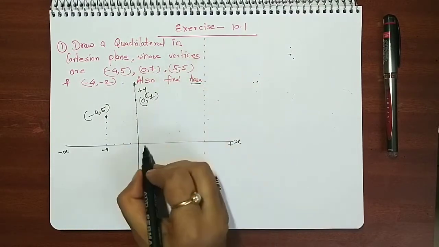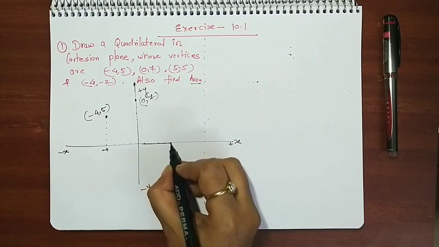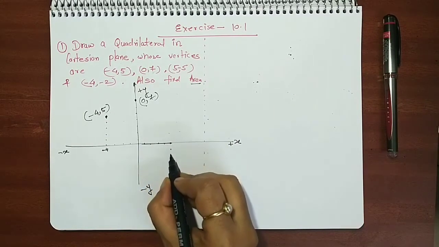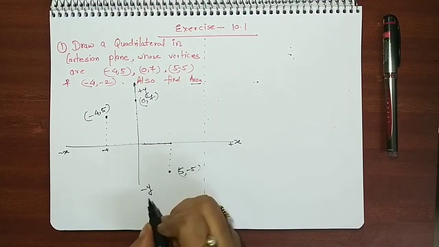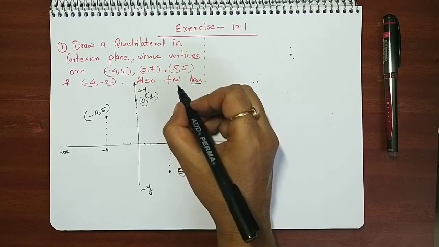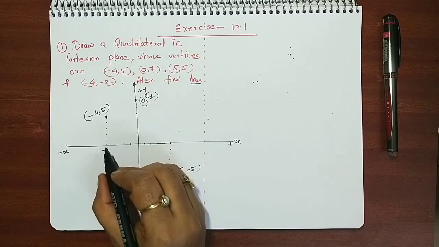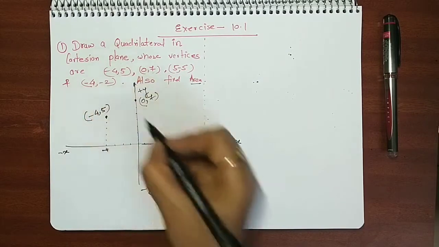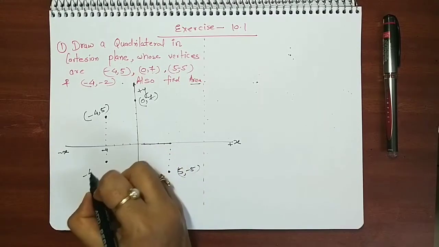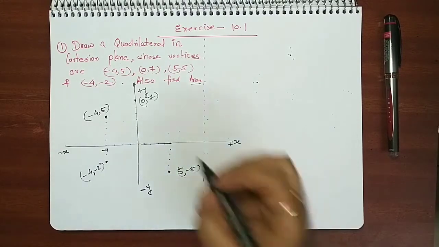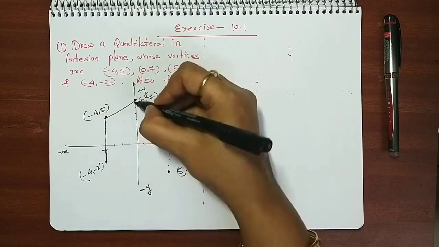Next is 5, minus 5. So 5 is plus, so 1, 2, 3, 4, 5. And minus 5 means a little bit downward, so 1, 2, 3, 4, 5 maybe. 5 comma minus 5, this is my third point. Let me see, the fourth point says it is minus 4, minus 2. So 1, 2, 3, 4 on the minus x side, and minus 2 means downward. Minus y means downward, so 1, 2, somewhere here. So minus 4 comma minus 2. So these are the 4 points which are given.